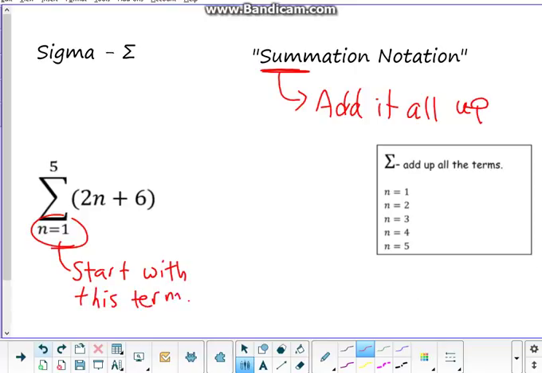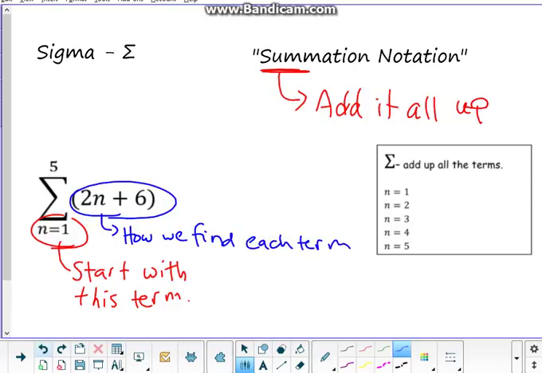So how am I supposed to find that first term? Well, we use this guy right here. This is our explicit rule. Now, we worked the last couple of days on finding that explicit rule, but this is how we find each term. Okay, so let's go ahead and do that. We'll find when n equals 1, all we have to do is plug in 1 for n. So here we take 2 times 1 plus 6. That's really easy. 2 times 1 is 2, and then we add 6 to that, that's 8.